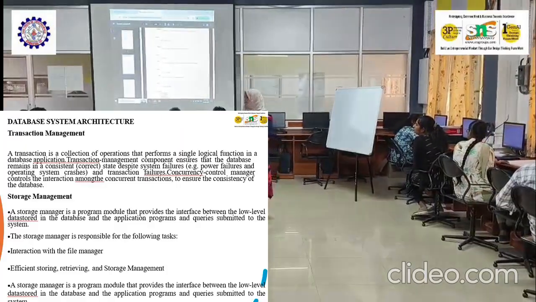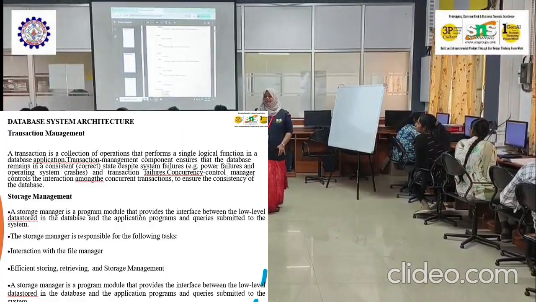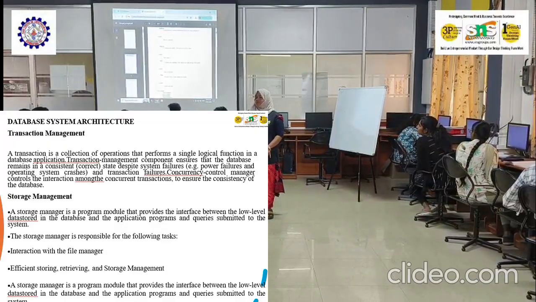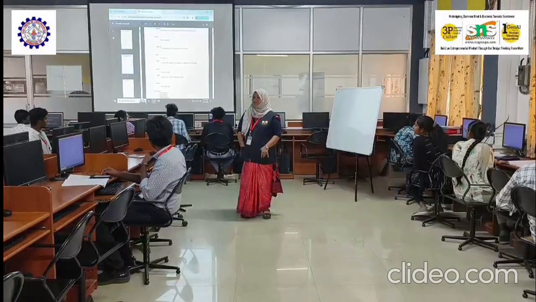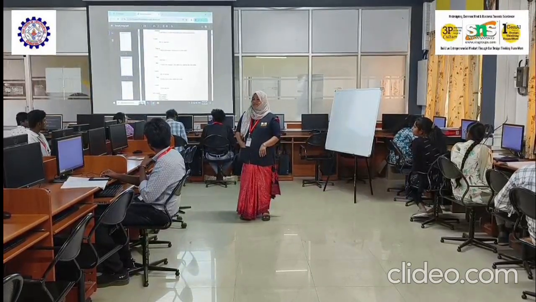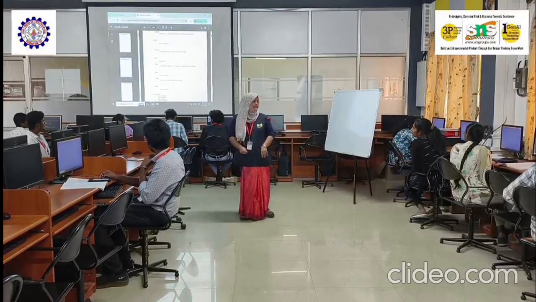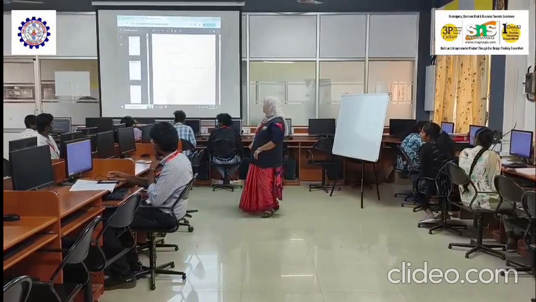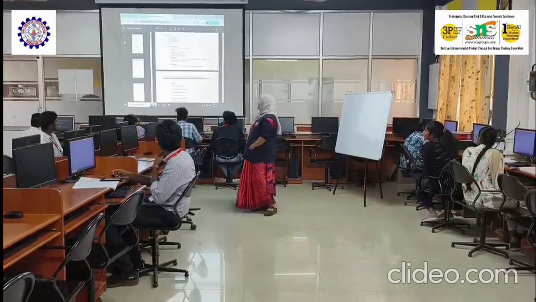Fine. So what are all the data types we have seen? What are the data types? Char, varchar, number, decimal, then okay. Next. So next is the DDL commands.